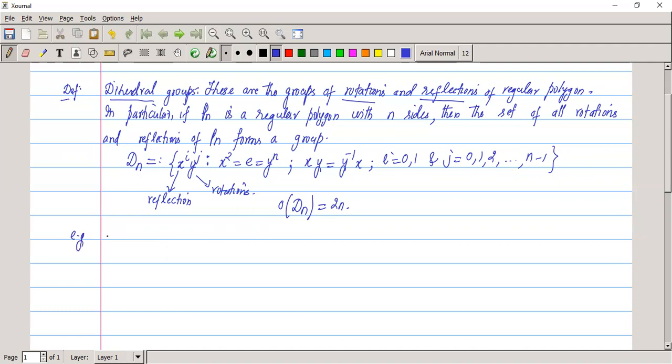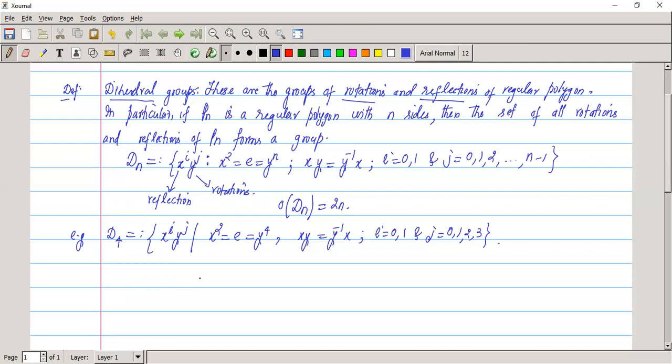For example, if we take suppose D4, then D4 will be defined as the group generated by rotations and reflections. It is x power i, y power j, such that x square is equal to identity, y power 4 is equal to identity, xy is equal to y inverse x, i varies from 0 to 1, and j varies from 0, 1, 2, and 3. So this means that this D4 has 8 elements, and in fact D4 by this definition means that it is a dihedral group of a square. It is a group of all rotations and reflections of a square.